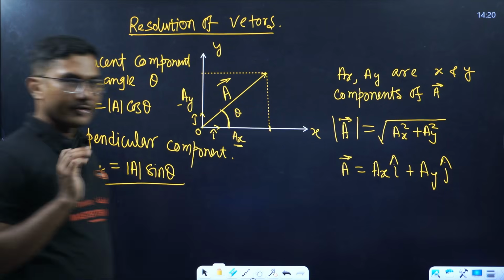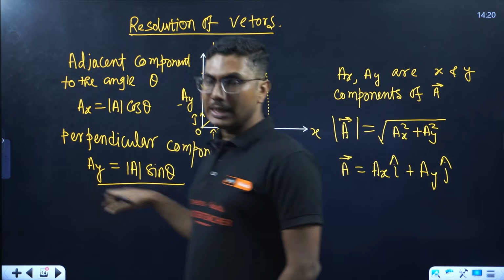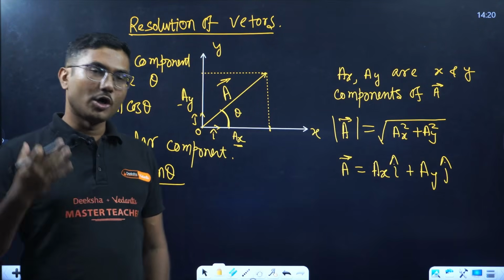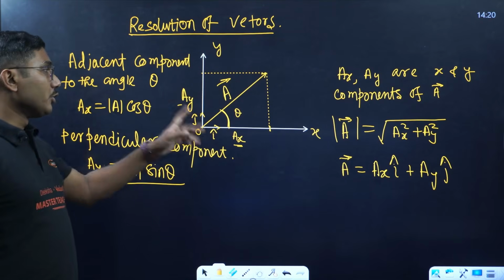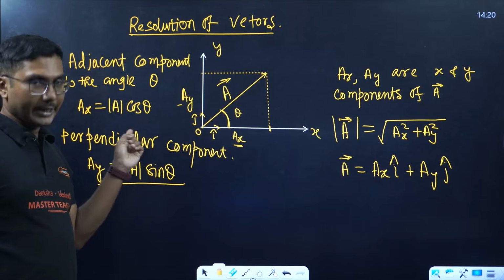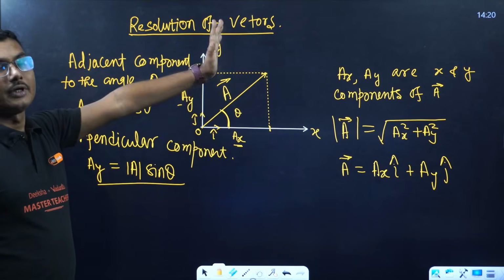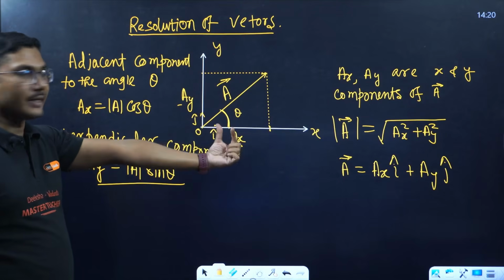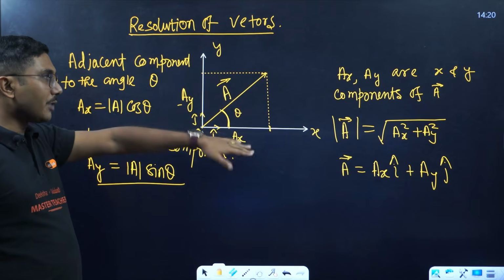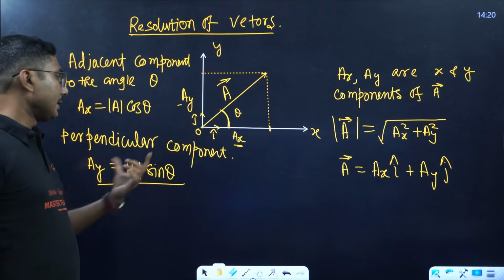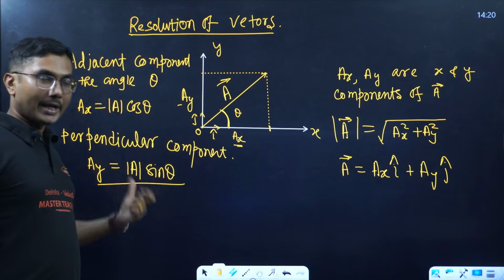Okay, clear? Always remember, the adjacent component is always cos theta and the perpendicular component is always sin theta. No matter what, when a vector is being resolved into components, you will get two components, x and y. The component which is along the angle, nearest to the angle or adjacent to the angle, is always the cos theta component. The component which is perpendicular to this angle will be sin theta. Obviously the angle will be given to you based on the question. You need to adapt and solve it.